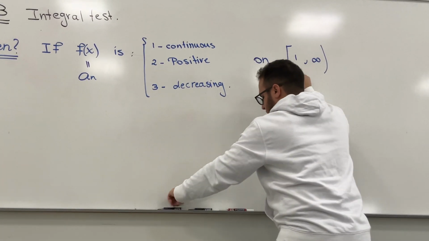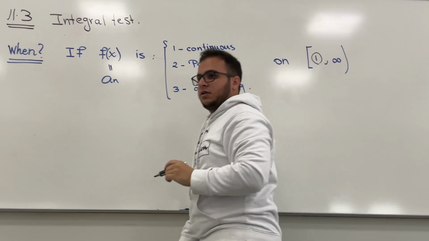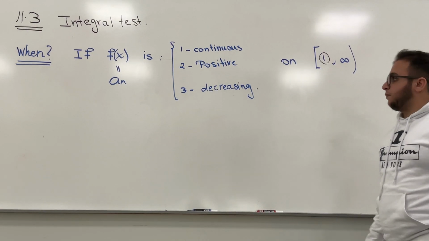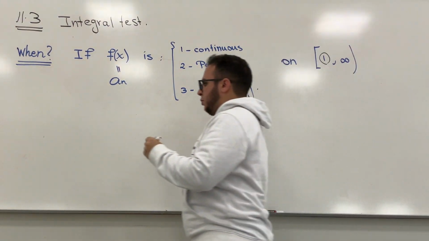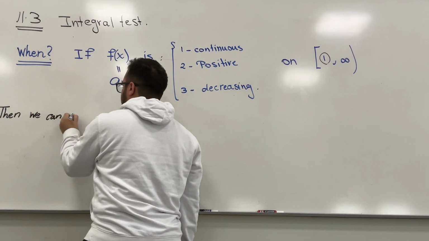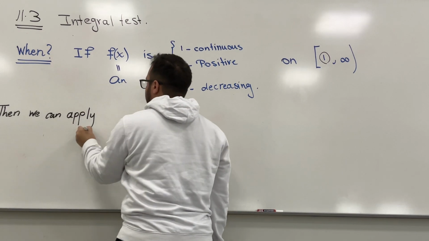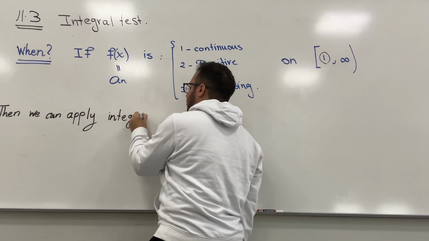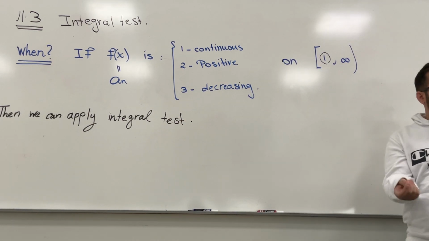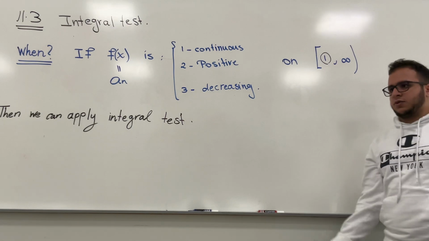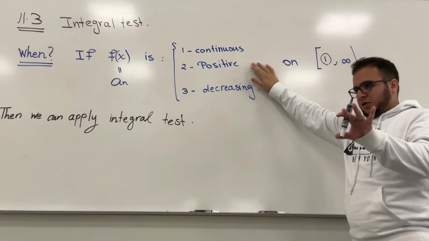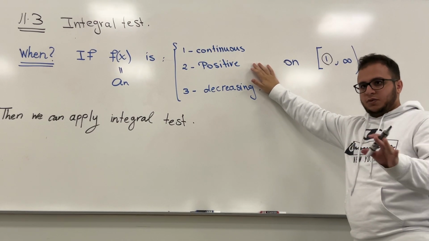This follows the starting index of the series, whatever that number is. Then we can apply the integral test. Now, how do I check continuous? Check that you don't have fractions with denominators equal to 0, or negative square roots, these kinds of things. Positive, just by staring, you can sense whether it's positive or not. By just looking at it, you will see.